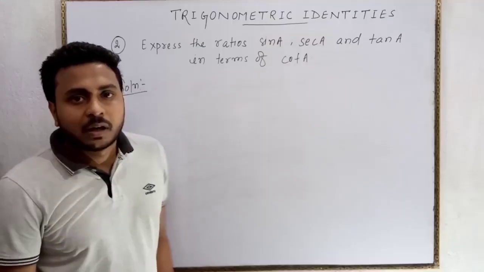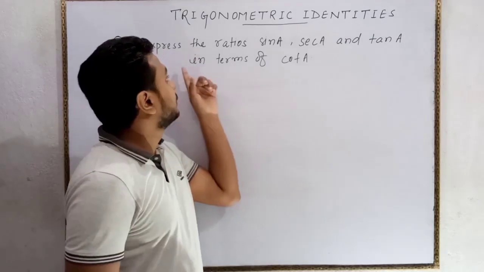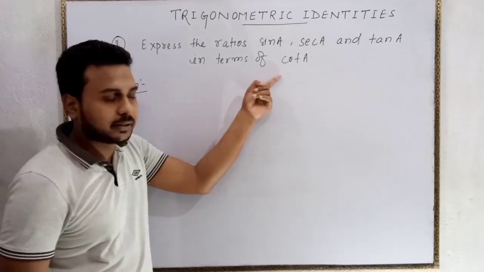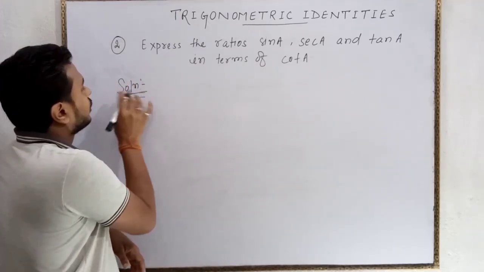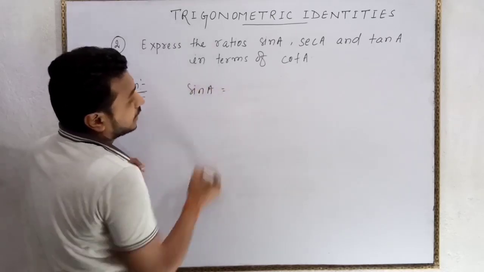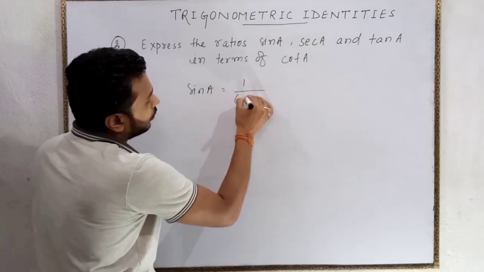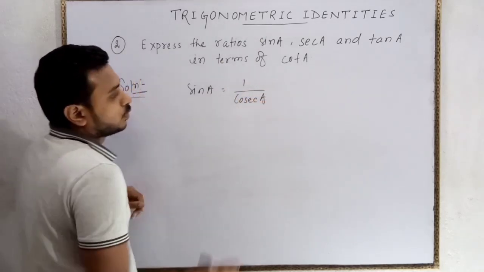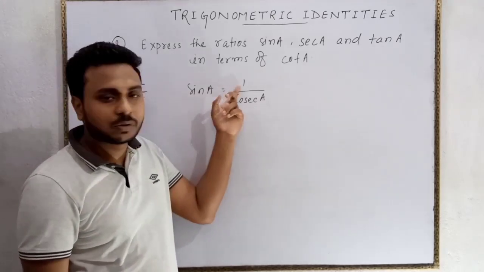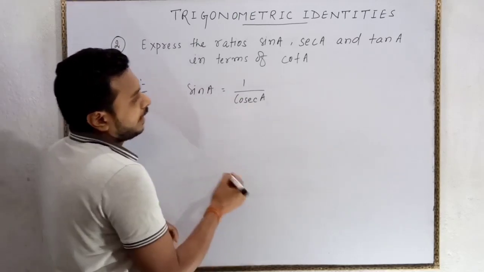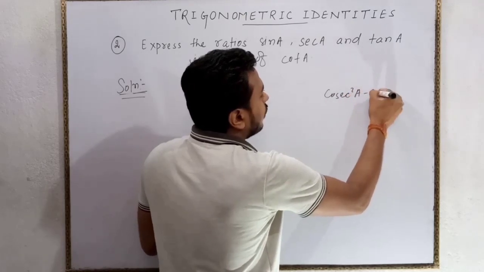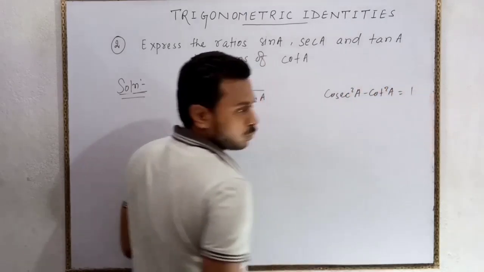Our second question is, express the ratios sin A, sec A and tan A in terms of cot A. The solution is, you know that we may write sin A is equal to 1 by cosec A, as sin A is the reciprocal of cosec A. And also we know that cosec square A minus cot square A is equal to 1.